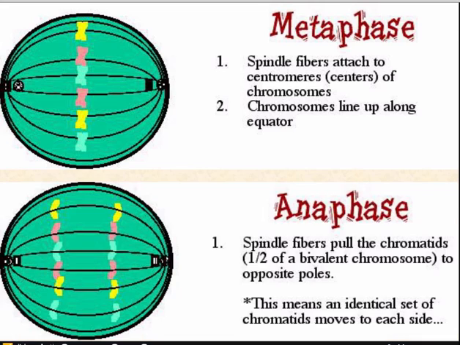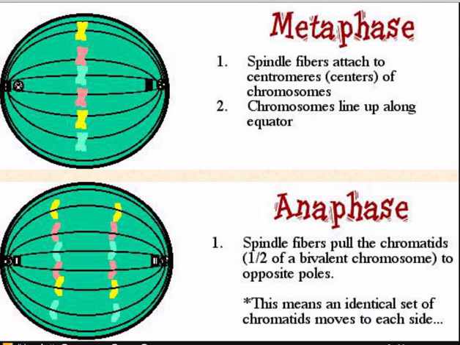The next stage is called anaphase, and next to the word anaphase, you might want to write the word apart. A for anaphase, A for apart. The chromosomes are pulled apart. It says spindle fibers pull the chromatids to opposite poles. This means an identical set of chromatids moves to each side. Remember that the left side of a bivalent chromosome, that letter X, the left side is identical to the right side. So if they're being pulled apart, identical DNA is moving to the left side and identical DNA is moving to the right side.